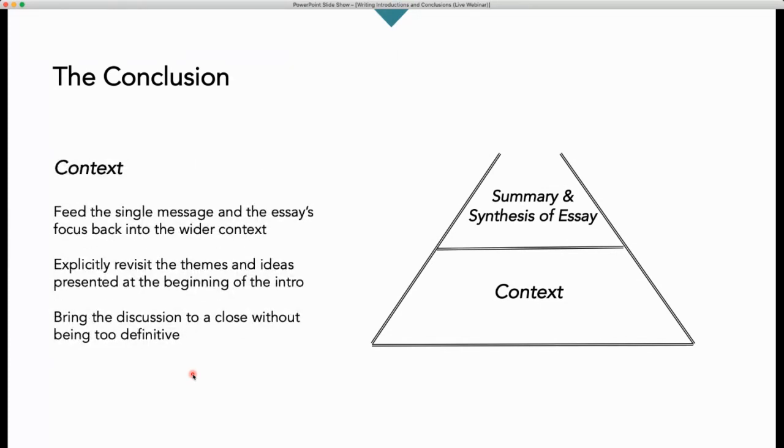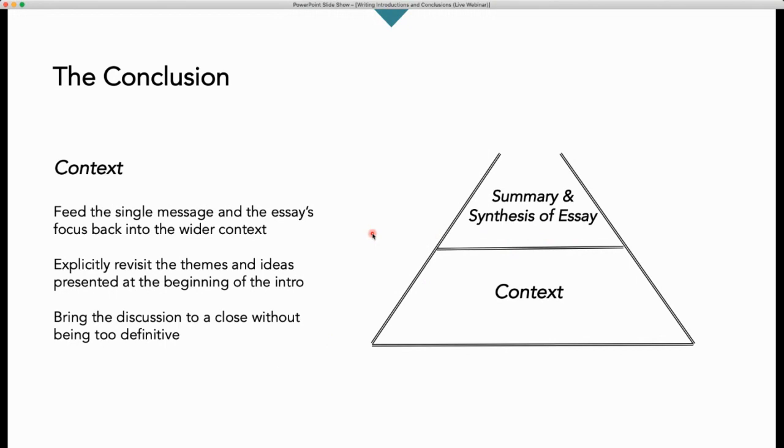Context. If you ended on summary and synthesis, that would be okay. That would be fine. But if you really want to elevate the quality of your writing in your conclusion, then you shouldn't end on a very narrow point. Actually, what you should do is try and end on a wider point. You should try and widen out at the end.